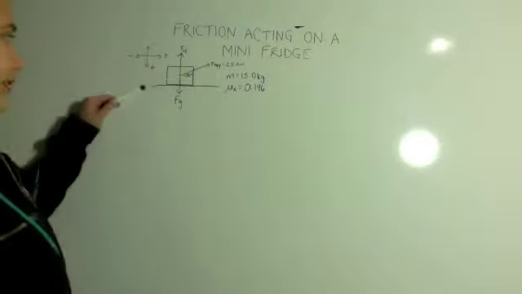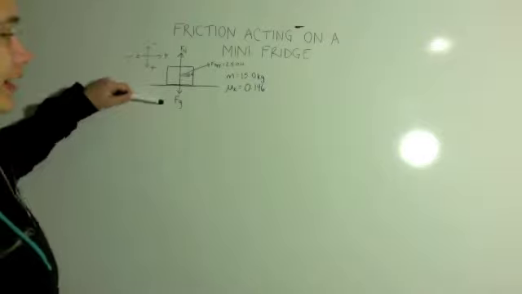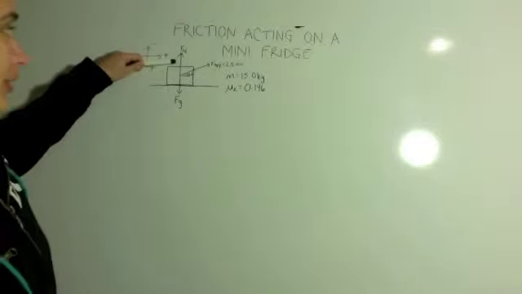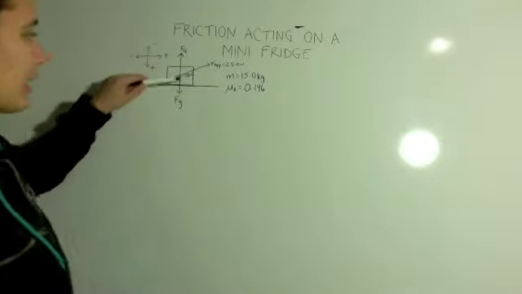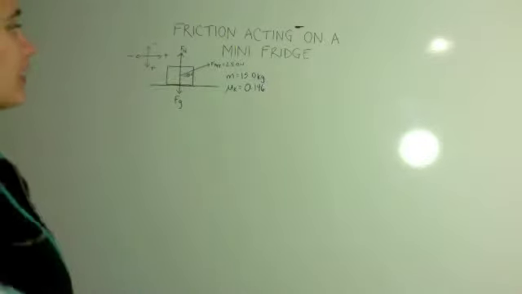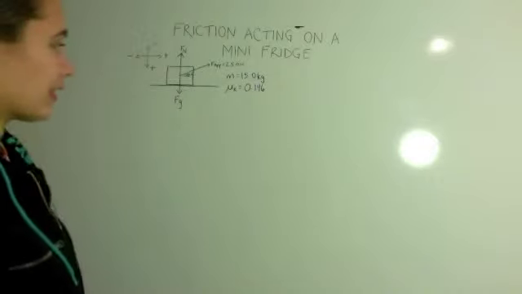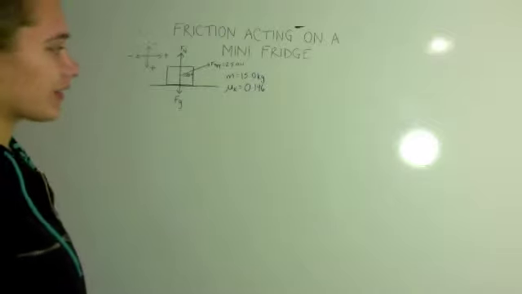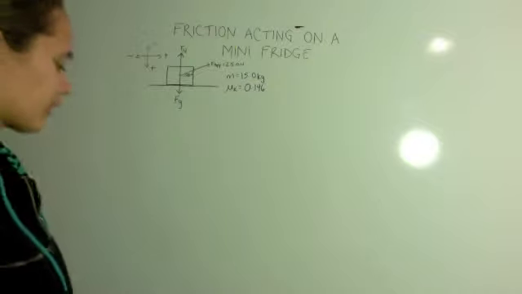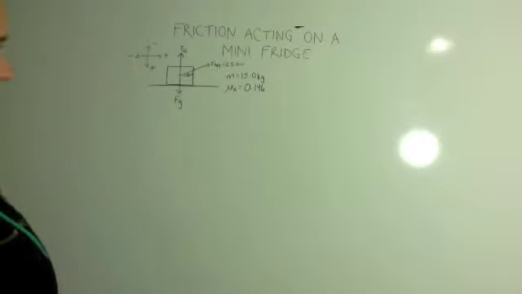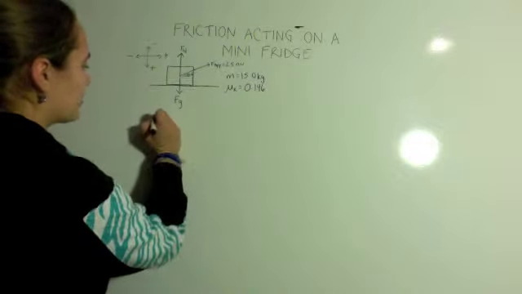So here's our free body diagram of the fridge on the carpet, and we know that there's force of gravity acting on the fridge, as well as a normal force, and an applied force, which was 25.0 newtons, and it was applied at an angle of 20.0 degrees above the horizontal. This fridge has a mass of 15.0 kilograms, and the coefficient of kinetic friction, because the fridge was moving, is 0.146. So the first step that we need to take to find the force of friction is to find the x and y components of the applied force.